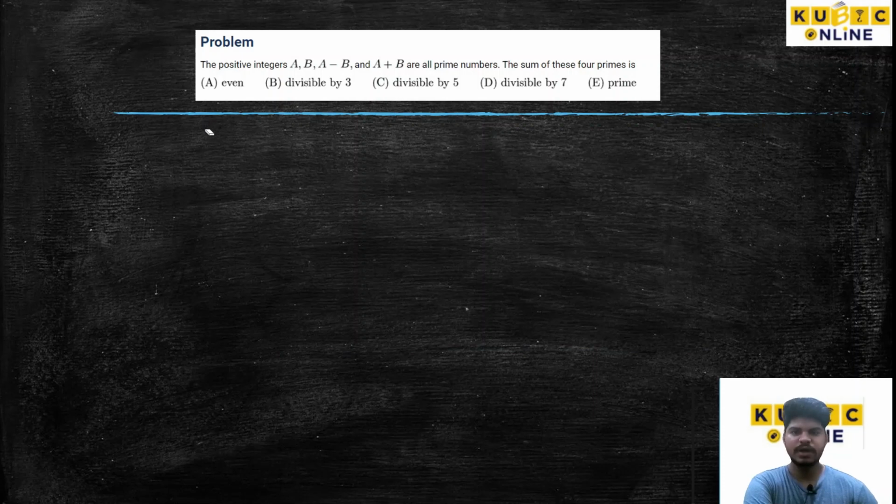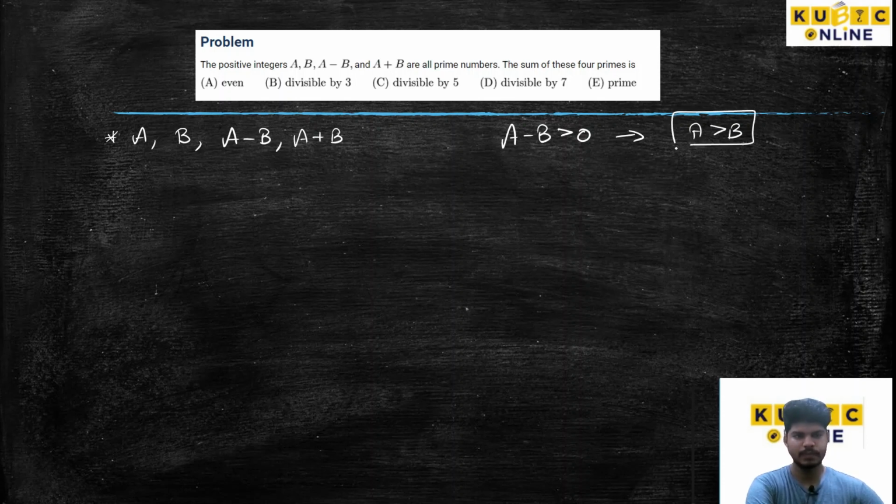The positive integers a, b, a minus b and a plus b are all prime numbers. Then the sum of these four primes is? So we have four positive integers a, b, a minus b and a plus b. If a minus b is a positive integer, then what can we say? We can say that a is greater than b. Okay, so we have this.